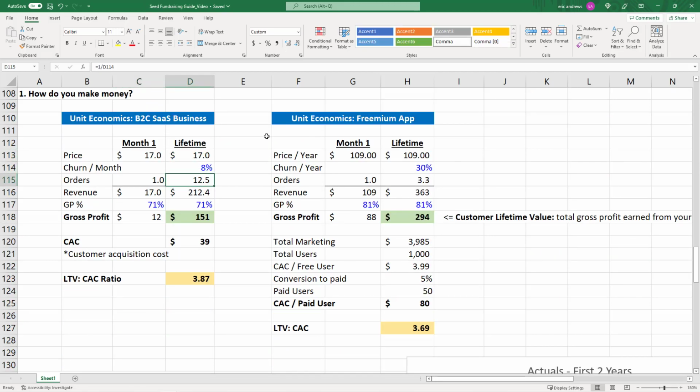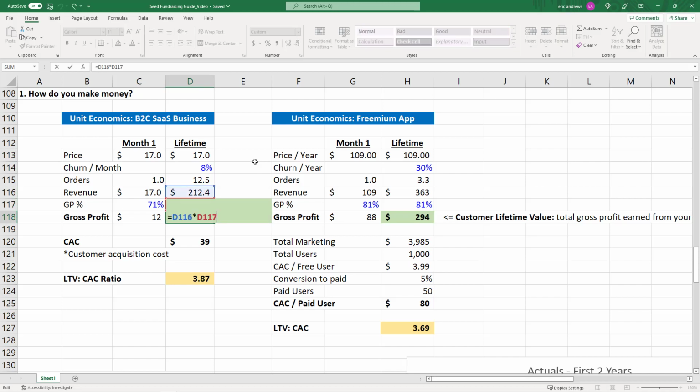We would basically say, okay, 1 divided by the churn rate is 12.5. That's a mathematical shortcut to know that if 8% of our customers are churning per month, the average customer has a 12.5 month lifetime. So if we do the math, $17 times 12.5 months is $212. At a 71% gross profit margin, we make $151 per customer over 12 months.